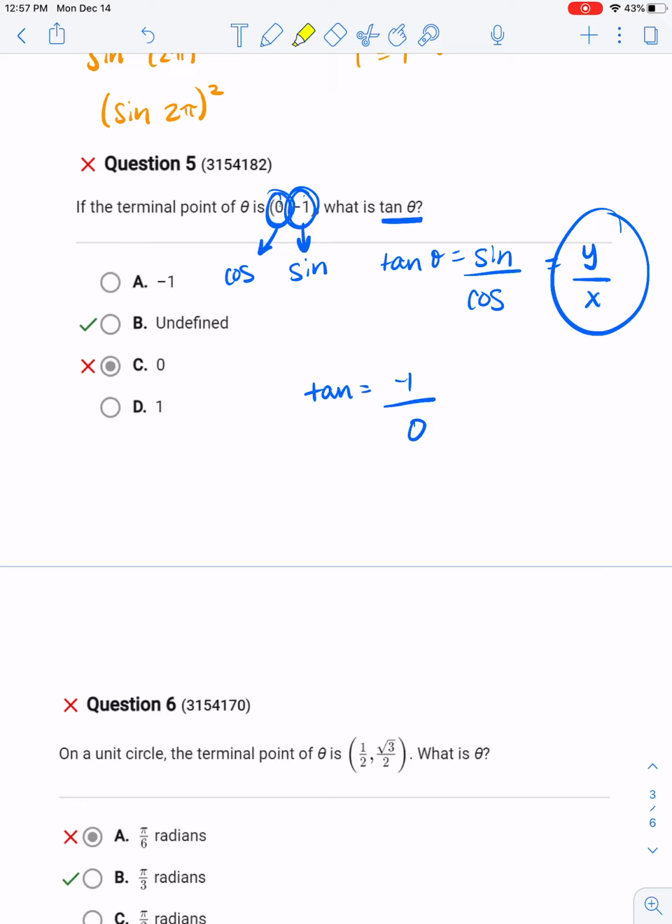And then this is a problem. I am not allowed to divide by 0. You can't divide by 0 because if you're taking negative 1 out of nothing, there's nothing there to take it out of. So we say it's undefined, okay?